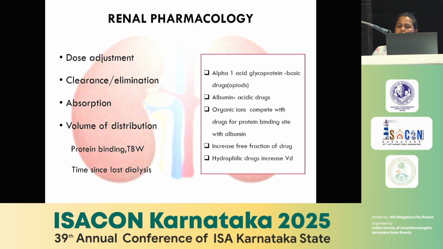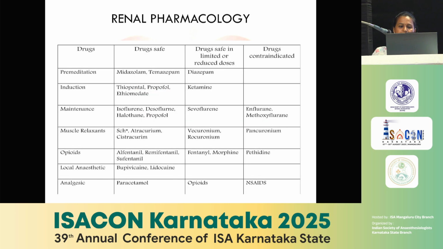Protein binding of acidic drugs is decreased because of hypoalbuminemia, and on top of that, because of chronic metabolic acidosis, the organic ions compete with the drugs for protein binding sites on the albumin, thereby increasing the free fraction of the drug. Conversely, alpha-1 acid glycoprotein, which binds to basic drugs like opioids, is increased, leading to a decreased unbound fraction of the drugs. And for hydrophilic drugs, there is increased volume of distribution. So all these points have to be kept in mind while administering general anesthesia to the patient.